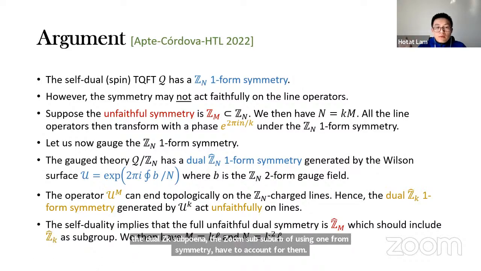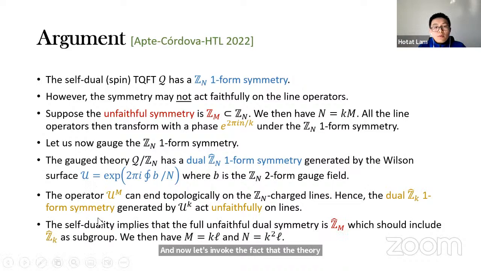Now let's invoke the fact that the theory is invariant under gauging. Because the theory is invariant under gauging, we know that the full unfaithful subgroup of the dual symmetry is not just ZK, it has to be ZM, which matches the unfaithful symmetry in the original theory. In particular, ZK has to be a subgroup of ZM. So we learn the following fact: K has to divide big M, and in particular big M can be written as K squared times L. So now we already see something very similar to the statement that I made before. The next thing we need to do is to derive an actual constraint on little l.